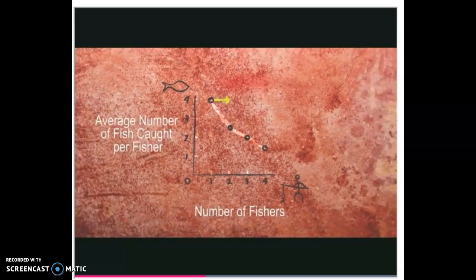Looking at the white line drawn through all of these points, we can clearly see that as the number of fishers increases, there is more competition for the fish in the pond and the average number of fish caught per fisher decreases. When an increase in one variable causes a decrease in the other variable, we say that the variables have a negative relationship.